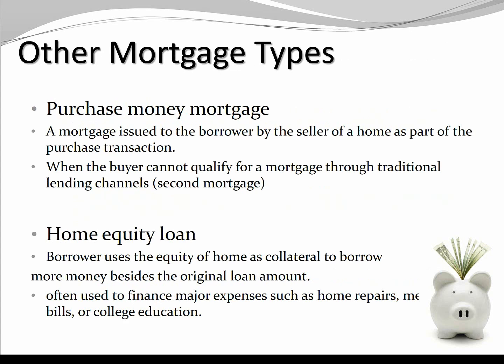So now let's introduce other mortgage types. The first we call a purchase money mortgage. A purchase money mortgage is issued to the borrower by the seller of the property as part of the purchase transaction. It usually happens because the buyer cannot qualify for a mortgage through traditional lending channels, such as big banks. So the seller gives the borrower this option to get a secondary mortgage.